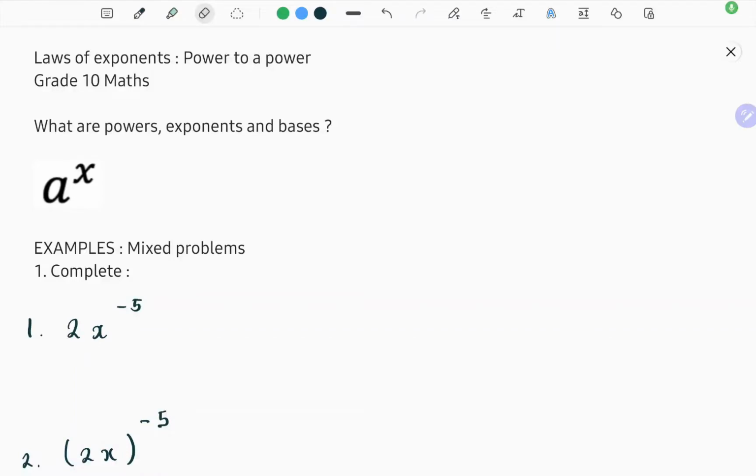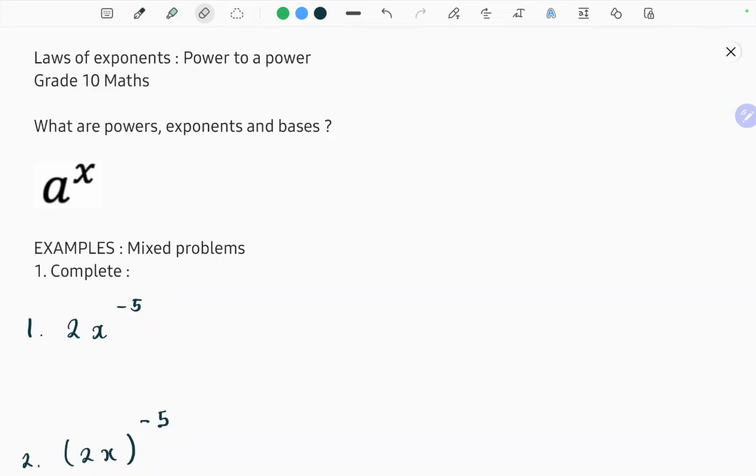In today's video, I want to explain the laws of exponents, and I'm more specifically going to focus on the rule of a power to a power. This video is dedicated to grade 10 maths students.